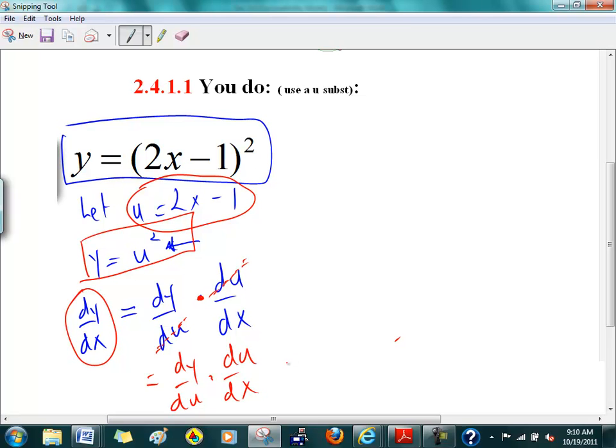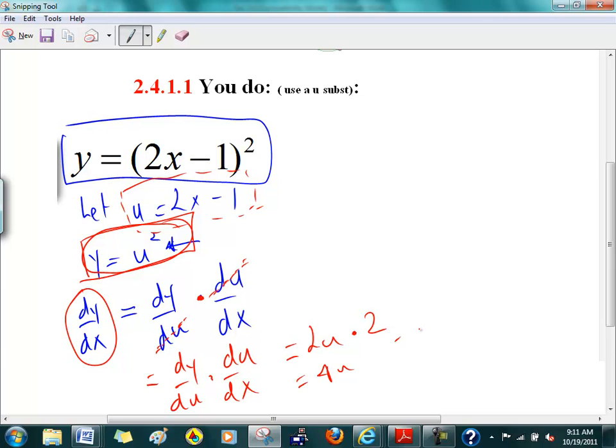All right? So, y is a function of u, as you can see from here. How would you differentiate y with respect to u? What would you get? 2u, right? Using the power rule. And then you're going to multiply it by du by dx because u is a function of x right here. So what do you get when you differentiate u with respect to x? 2. What's 2 times 2? 4.